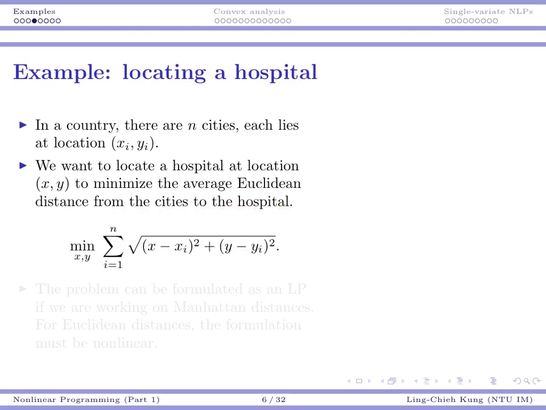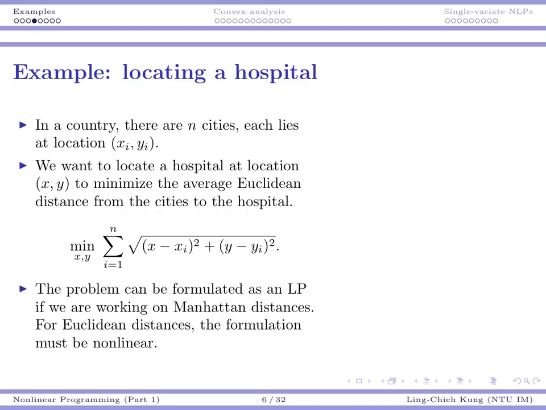The formulation would be like this. I'm looking for x, y to minimize the sum of all the Euclidean distances. I'm looking for the average Euclidean distance, but it's equivalent to minimizing the sum, right? So this is the nonlinear program that can solve the location problem for this particular situation. Again, it's nonlinear because we always have this square and square root. Just to remind you, the problem can be formulated as an LP if we are working with Manhattan distances. We had that example.